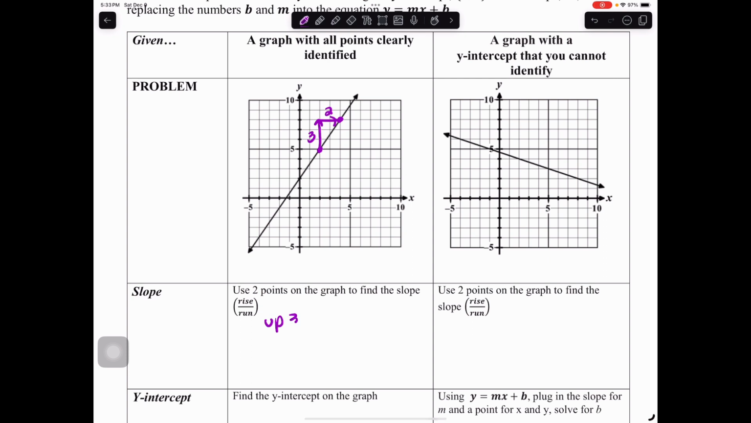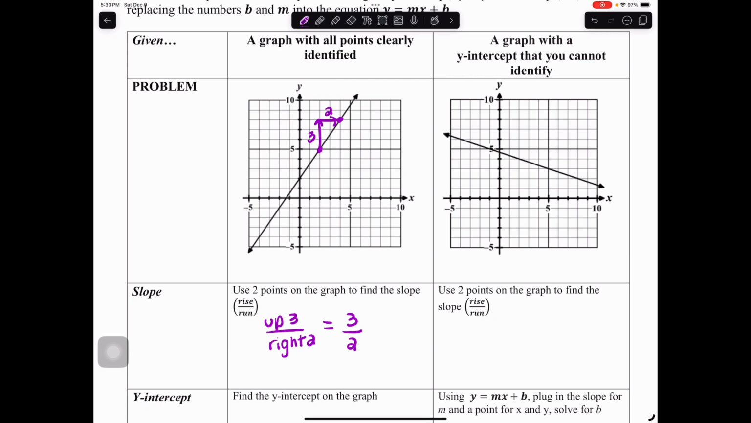So up 3, right 2. And then we just have to think about whether that means positive or negative. So if I'm going up, that's a positive 3. If I'm going right, that's a positive 2. So I've already identified one of the things that I need.